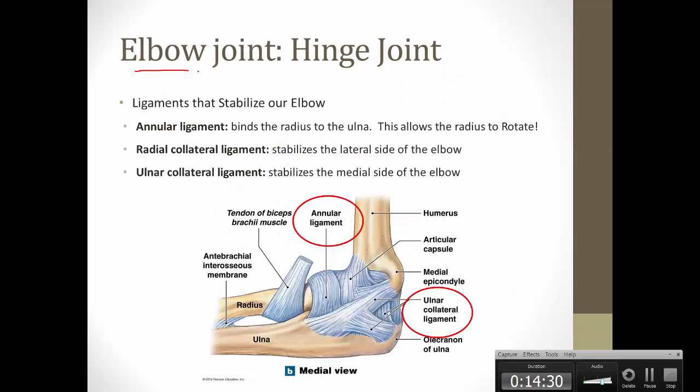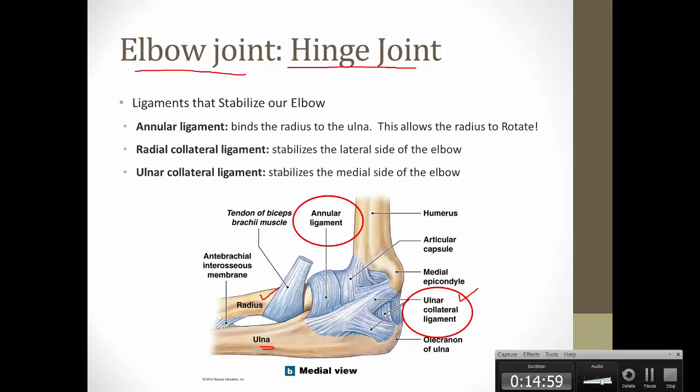Next is our elbow joint, which is a hinge joint. Hinge joint means that it can move only in one plane. So the elbow joint has three ligaments surrounding it. We have one ligament that's on the ulnar side. We call this the ulnar collateral ligament. We have another ligament that we cannot see in this picture, on the radial side. We call it the radial collateral ligament.